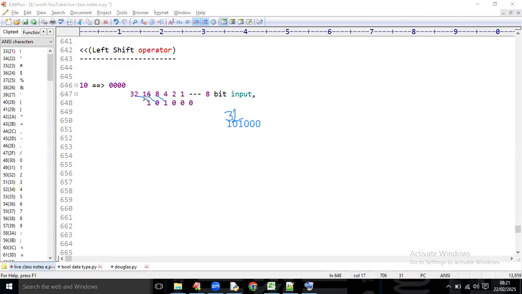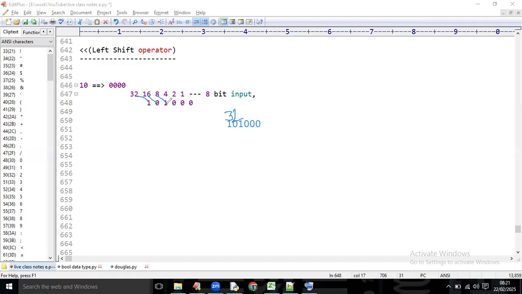In the same way, we have to give our binary values under these numbers, then we can understand. So the left shift operator means the base binary value of 10 is 1010, but we are shifting two positions, so we add extra zeros to the right side.